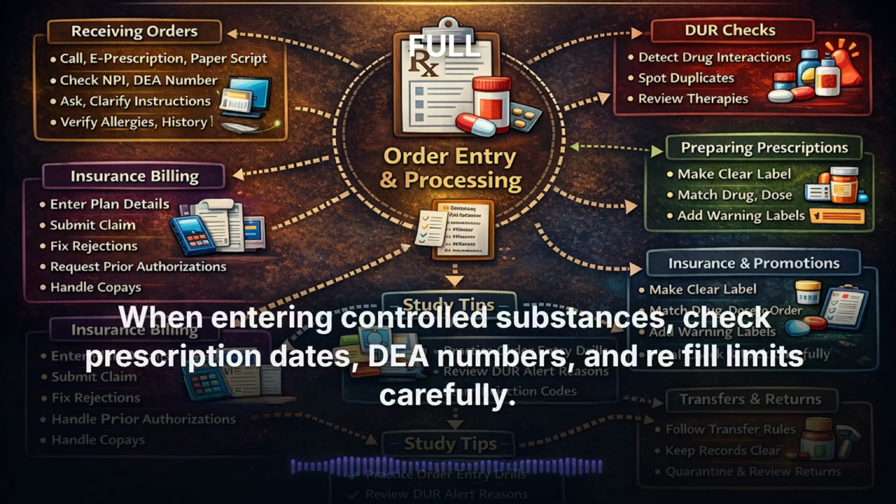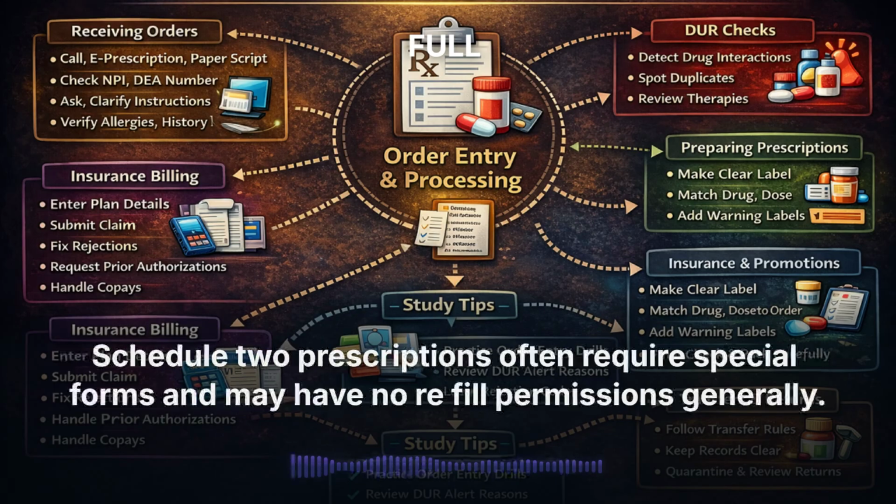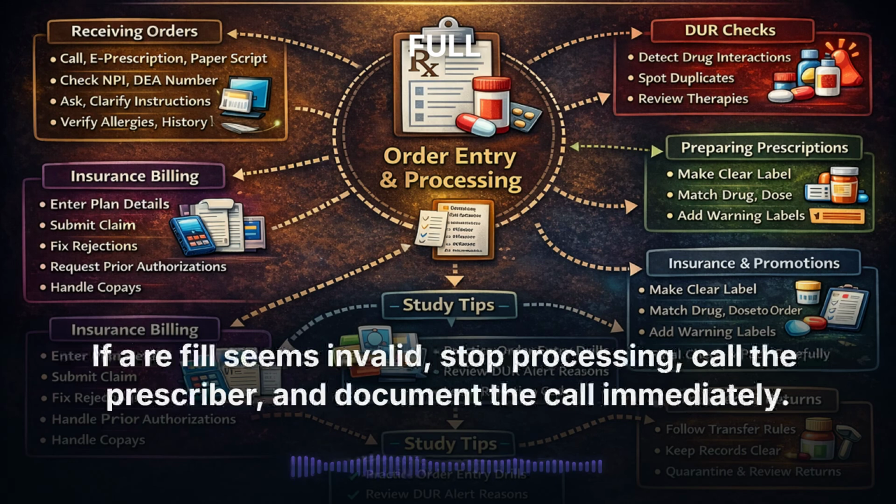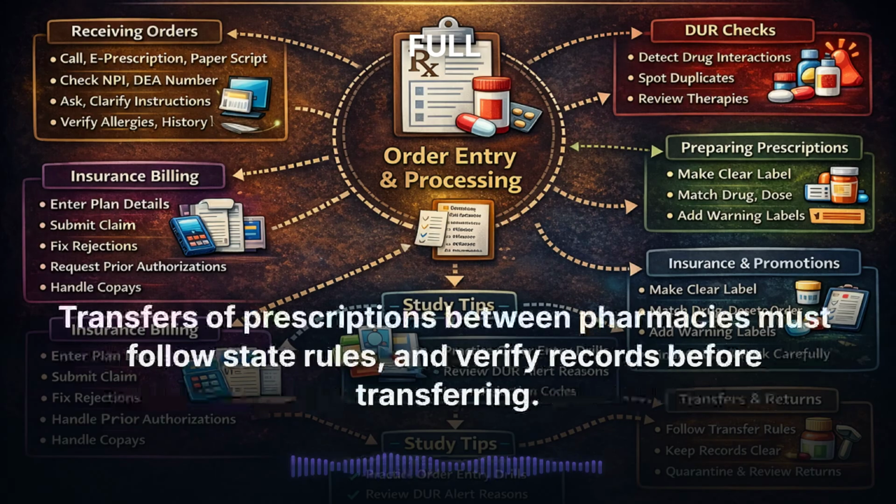When entering controlled substances, check prescription dates, D numbers, and refill limits carefully. Schedule 2 prescriptions often require special forms and may have no refill permissions generally. If a refill seems invalid, stop processing, call the prescriber, and document the call immediately. Transfers of prescriptions between pharmacies must follow state rules, and verify records before transferring.